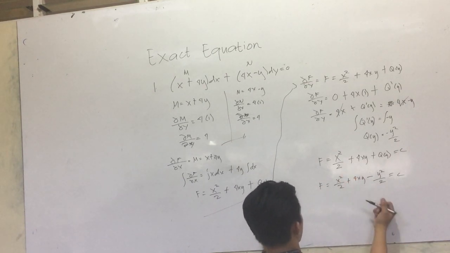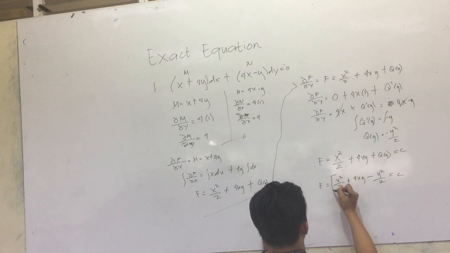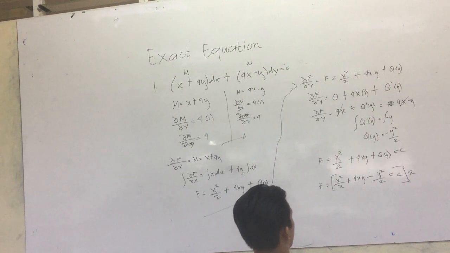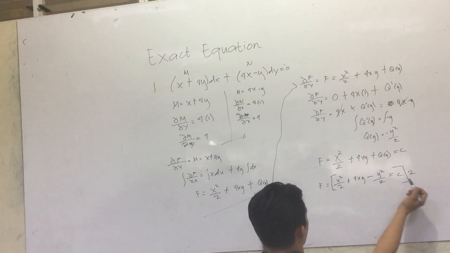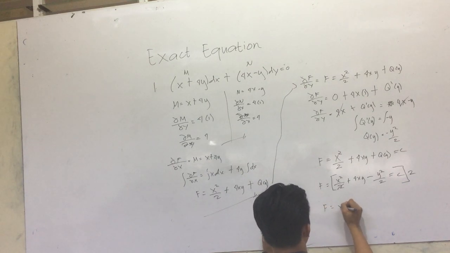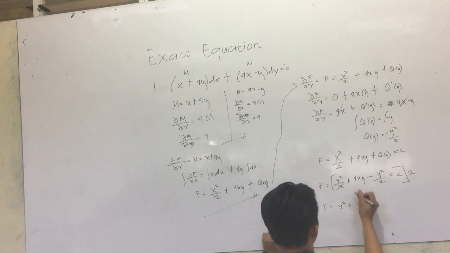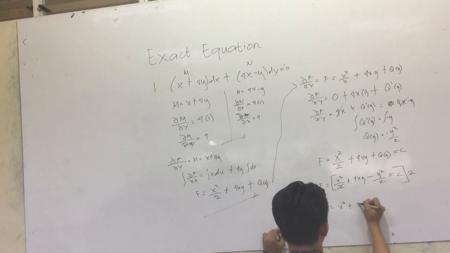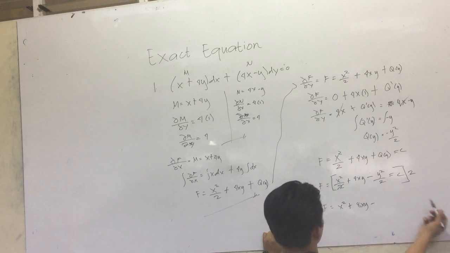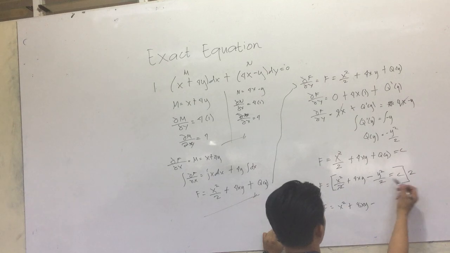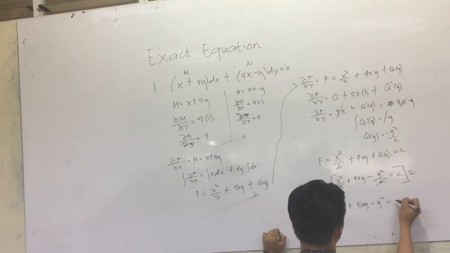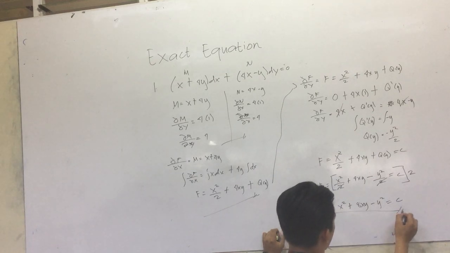Then we need to multiply by 2. Then x squared over 2 times 2, cancel the 2, becomes x squared, plus 4xy times 2 is 8xy, minus y squared over 2 times 2, cancel the 2, becomes y squared. Then we get the final answer.